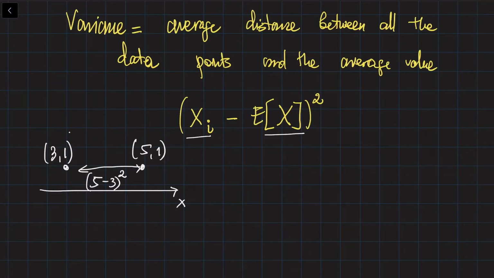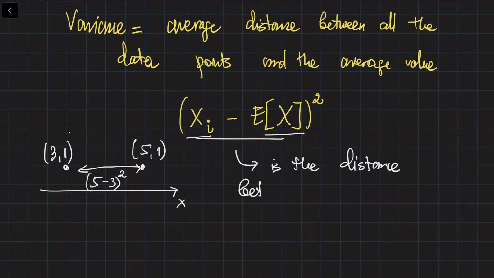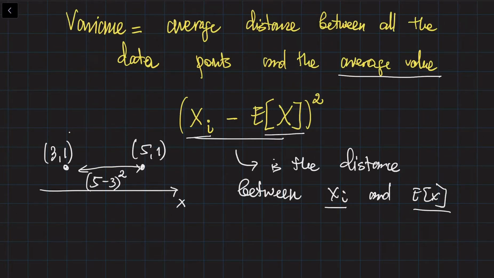So this value actually is the distance between xi and the E of x. So between a point and the average value. The average value is the E of x.